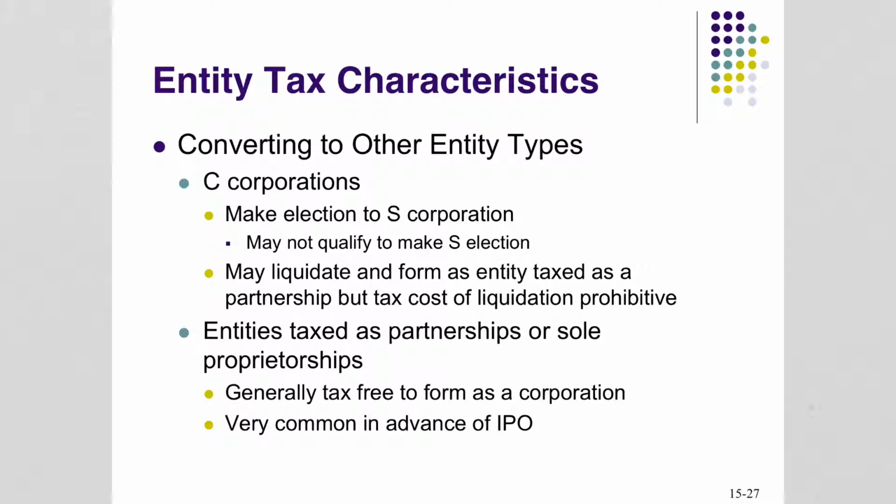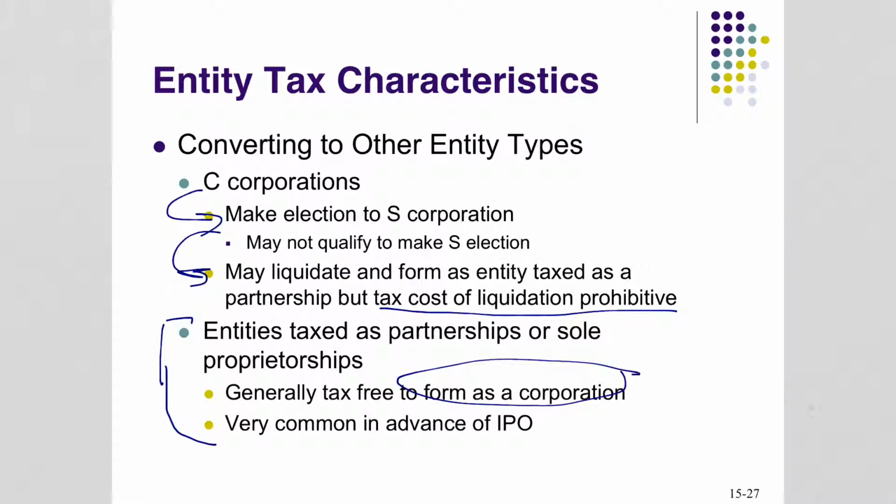Let's see, entity converting to other entity types. C corporations can convert to S. We talked about that in class already. We will get into liquidation in a chapter very soon. But this is a good statement to know. They may liquidate and form as an entity taxed as a partnership, but there's a tax cost to liquidation. There's a whole chapter on that. Entities taxed as partnerships or sole proprietorships are not double taxed, so they're tax-free, and they're very common before an IPO. Once you're going to do an IPO, then you have to become that C corp that we spoke about in class.